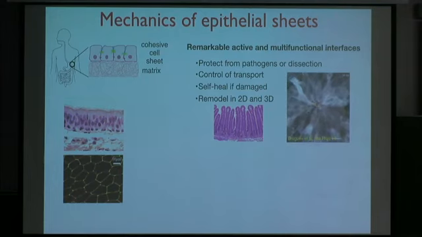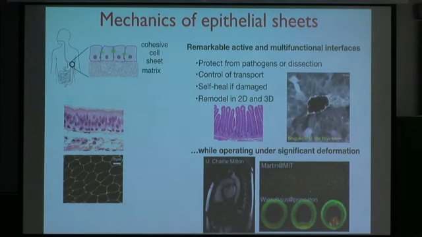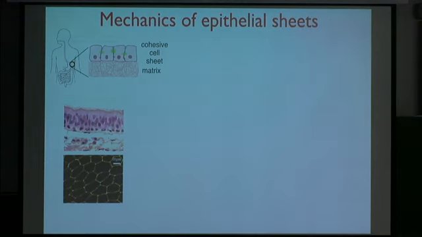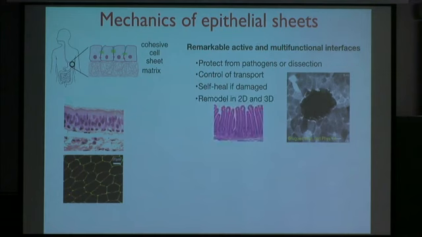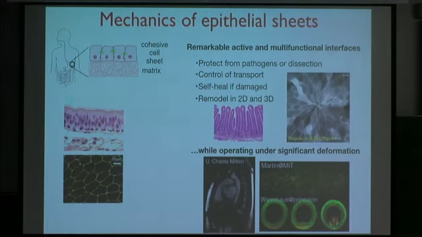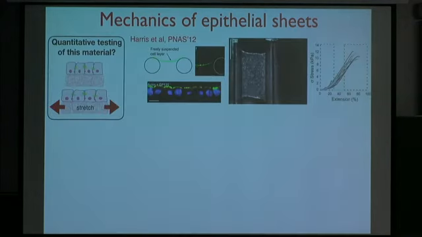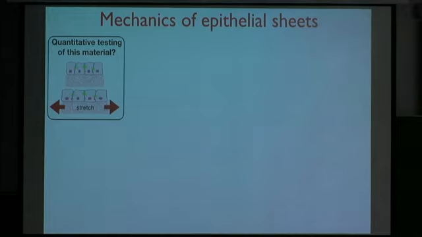And remarkably, they can do this while operating under very large amounts of stretch, either in our adult life, every time we breathe or we move around, or also during development. Okay, so this movie didn't play, but in development there are many events where these monolayers are severely deformed. So the main question behind this talk is to understand the mechanical properties of this 2-dimensional material as it is stretched. Okay, so this is the basic question.